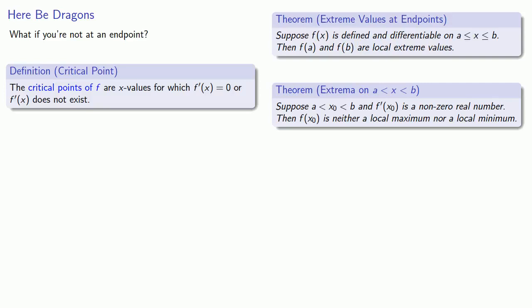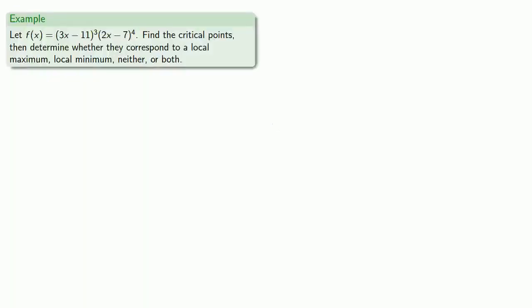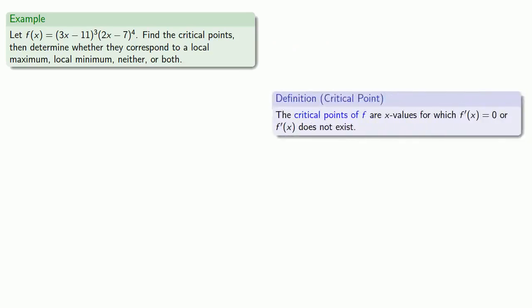not exist. For example, suppose I have this function, and I want to find the critical points and determine whether they correspond to a local maximum, local minimum, neither, or both. Since the critical points correspond to where the derivative is 0 or fails to exist, my first task is to find the derivative.